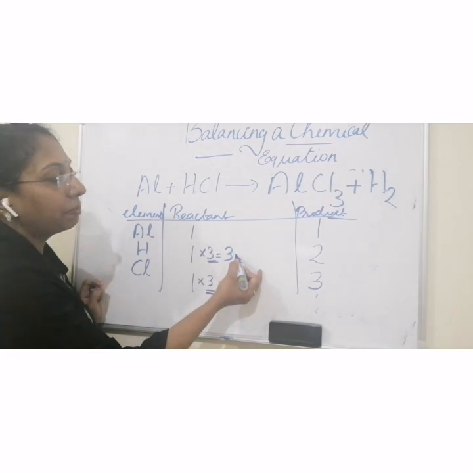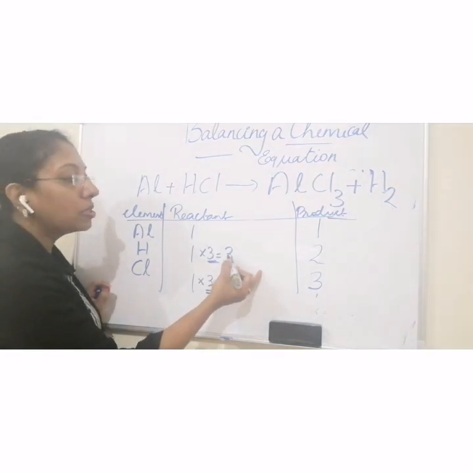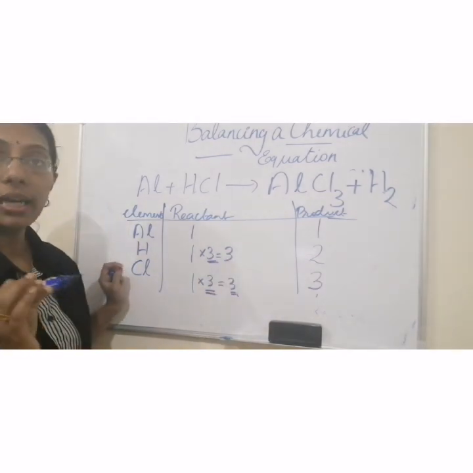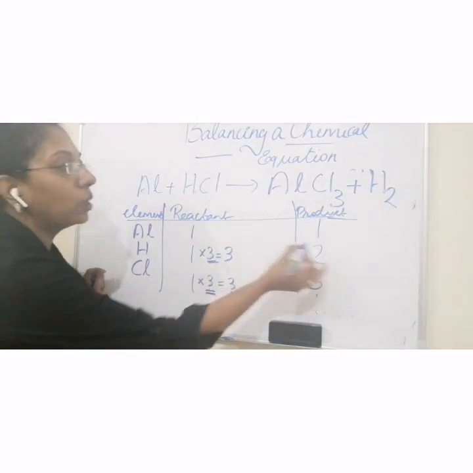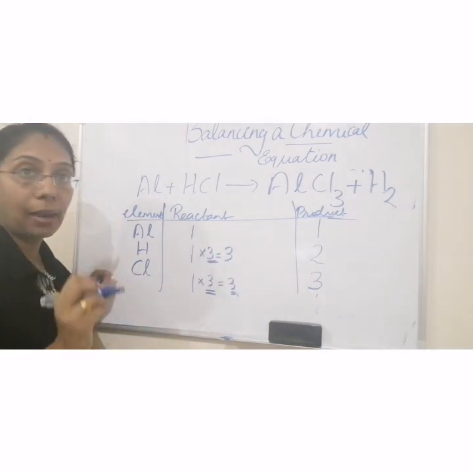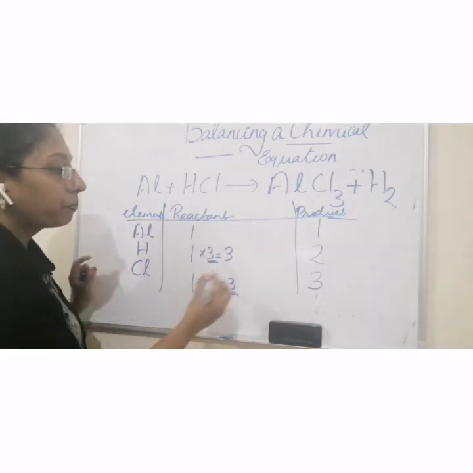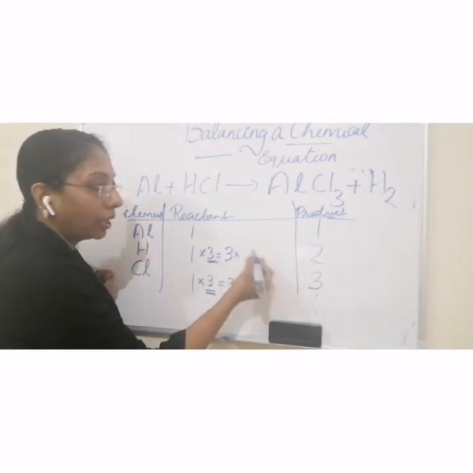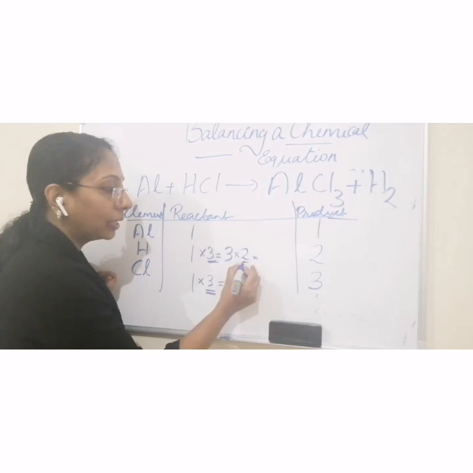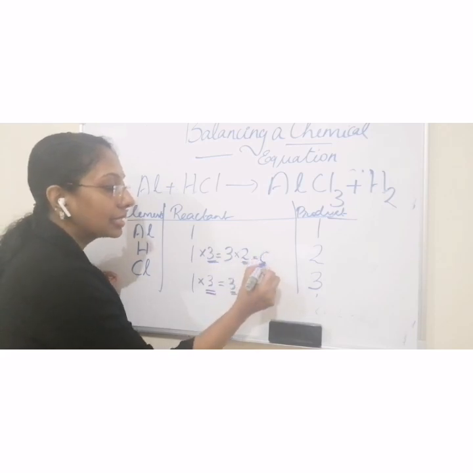We cannot multiply it with a common number because this is an odd number and this is an even number. So we have to find a number which gives an equal number when it is multiplied with this number. We should get a number which is common for both. If I multiply with 1, no change will be there. 3 into 2. So I am multiplying it with 2. So I will get 6.